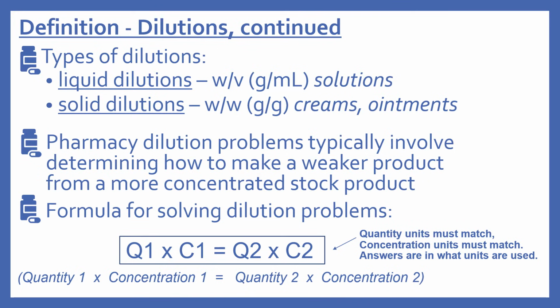And something to remember about this, the quantity units must match. So if it's a quantity of grams, both quantities have to be in grams, Q1 and Q2. And the concentration units must match. So if the concentration is in a percentage, they both must be a percentage. C1 and C2 both have to be a percentage. Or if they're in a strength like milligrams, they would both have to be milligrams. And the answers are going to be what units are used. So if we have a percent in C1 and we're solving for C2, percent will be what the answer units are.